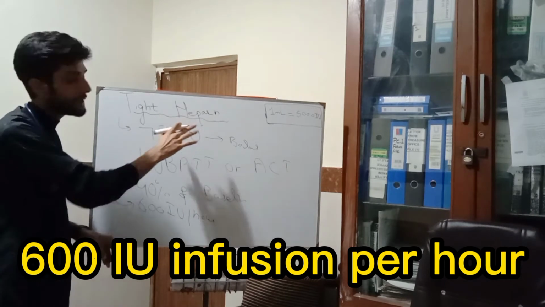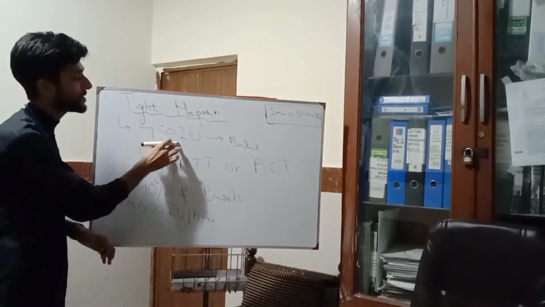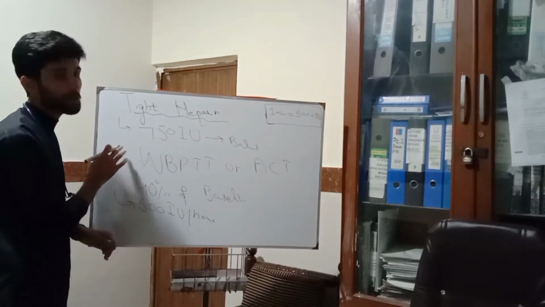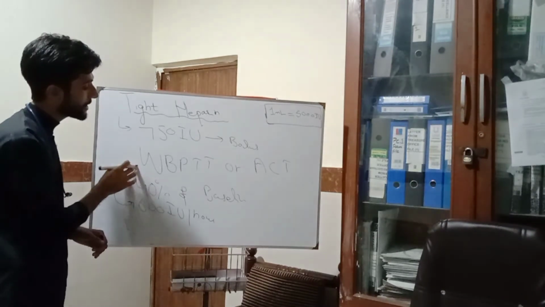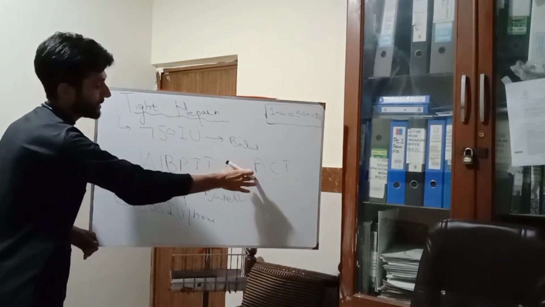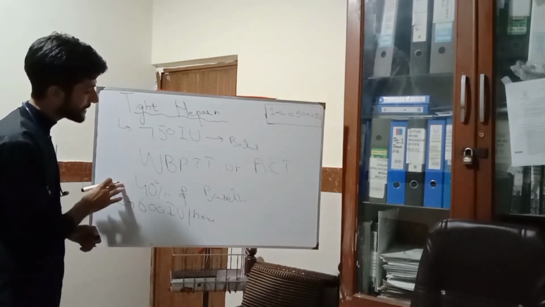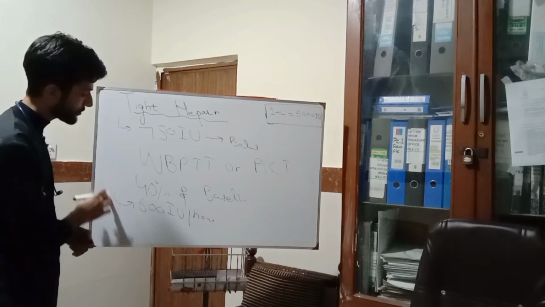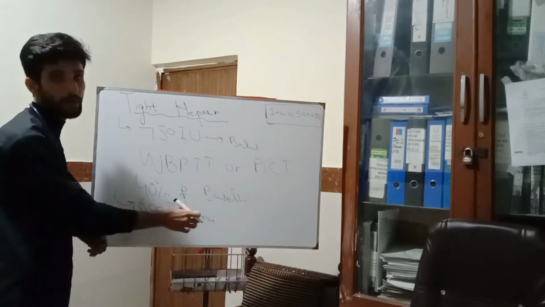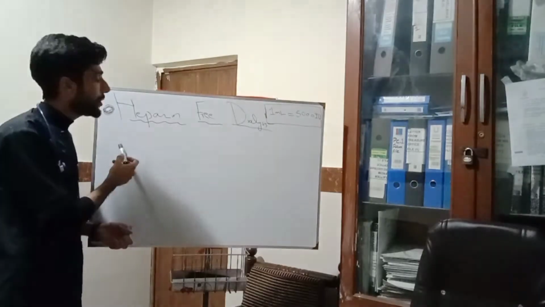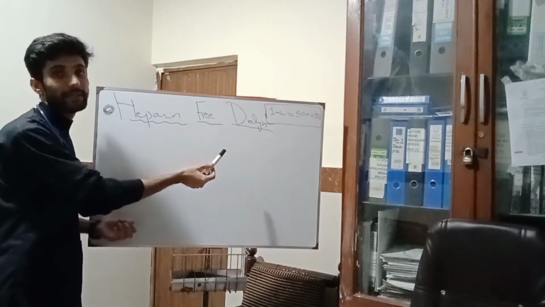This was the tight heparin. You have to give a 750 international unit bolus, wait for 2 to 3 minutes, and then measure WB, PTT or ACT. It should be elevated 40% of the baseline. If it is elevated, then it will be alright, and then you have to give the 600 international units per hour infusion. Now we will discuss heparin-free dialysis.